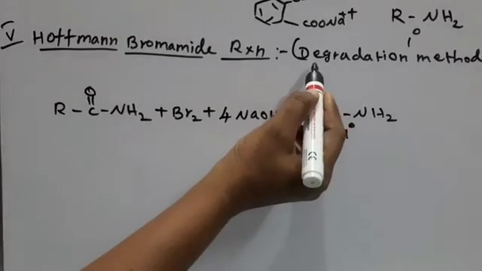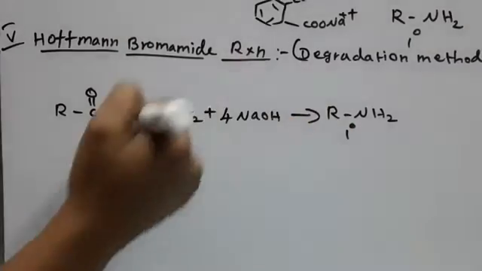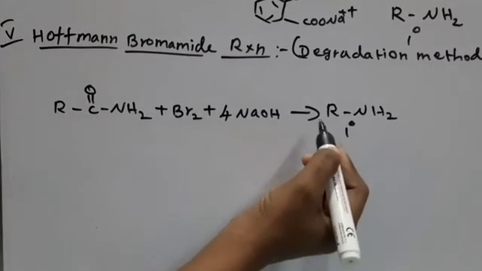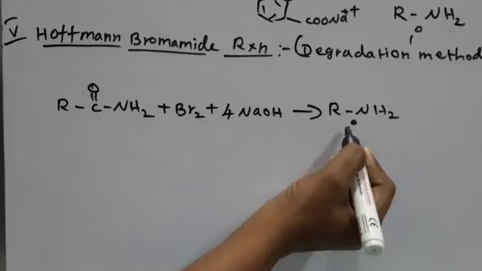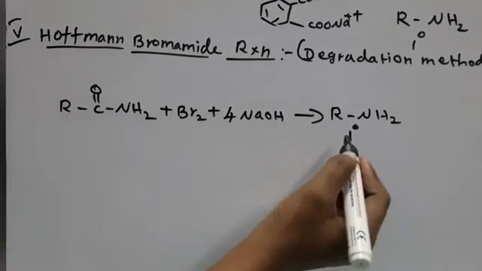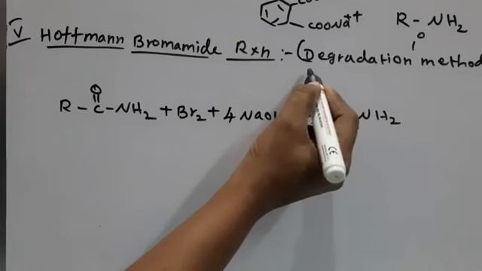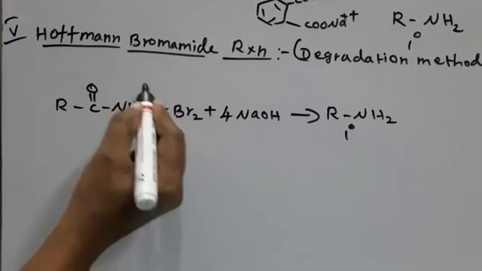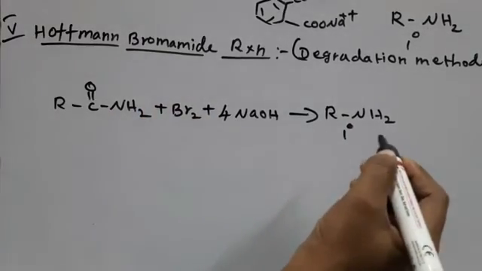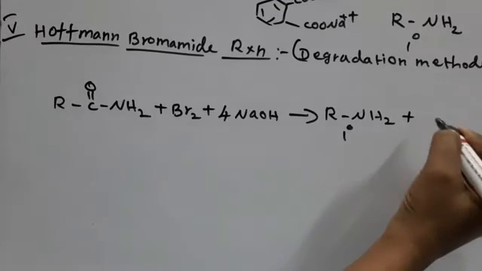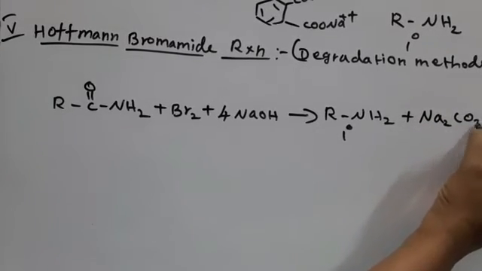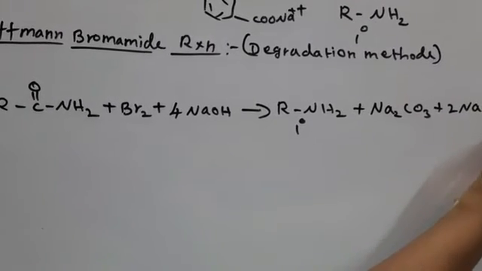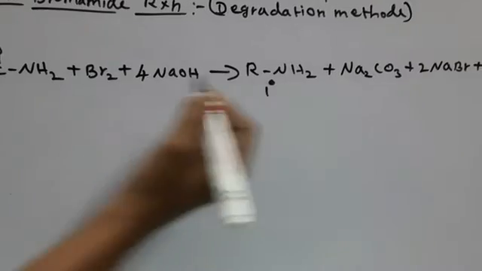So that's why this reaction is called degradation. Degradation means the earlier product has the carbonyl group, and again we get the amine product with one carbon atom less. So this method is a degradation method, and since the reaction involves bromination, it is the Hofmann bromamide reaction. So amide plus Na2CO3 plus 2NaBr plus 2H2O.